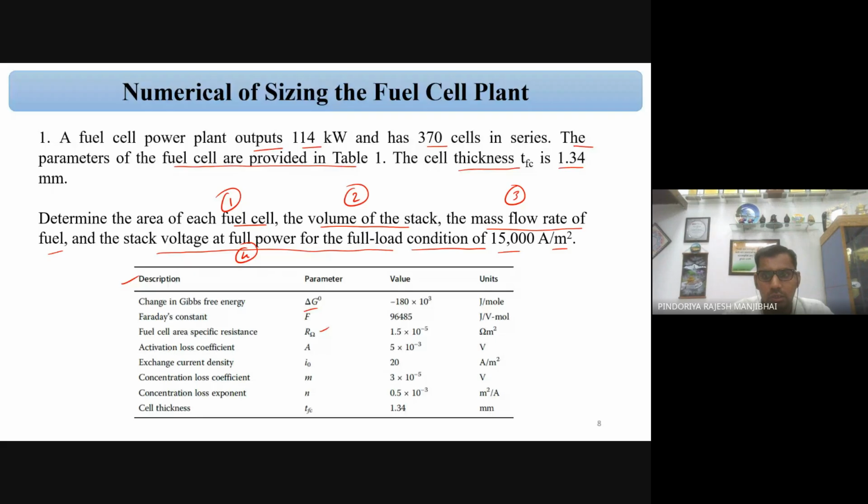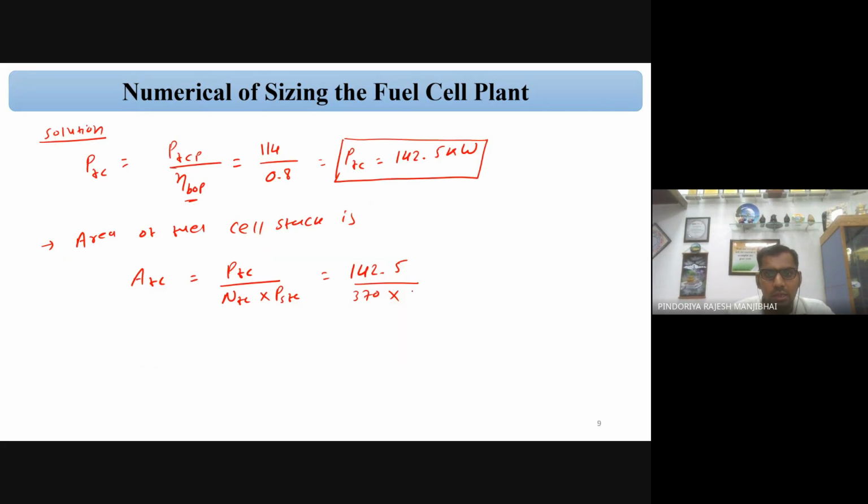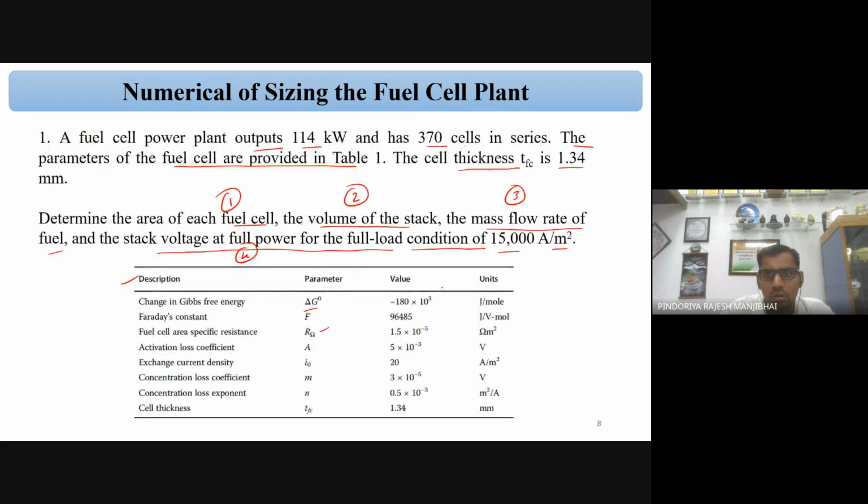Your specific energy is also missing. PSFC value is 9315. PSFC is equal to 9315. Okay, so there is a specific power of 9315 watt.